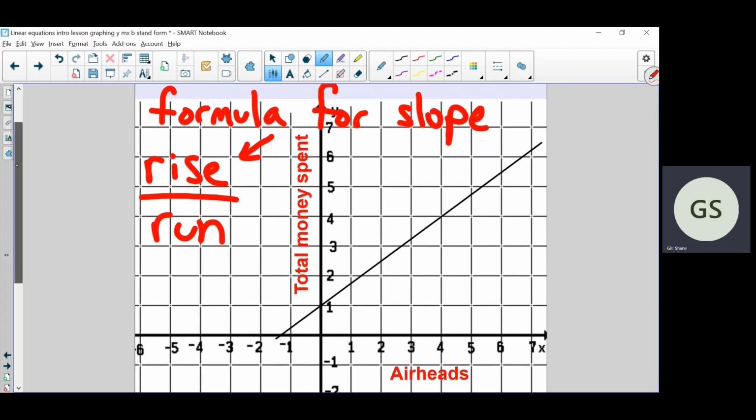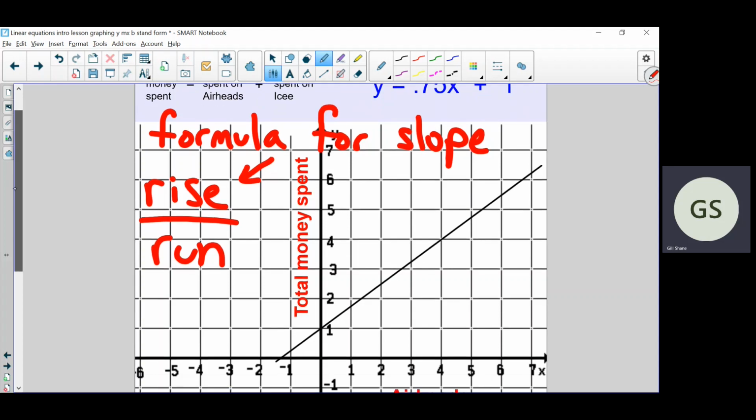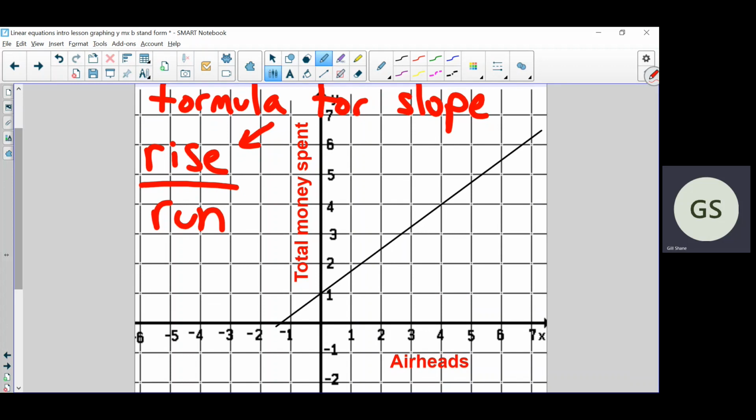So I could go through and plug into that equation the number of airheads, do the math, and come up with the total. But I don't need to. On a test, I might not even give you an equation. I might just give you the graph. No word problem, no equation. I might just give you the graph. You need to understand this line is the answer. It's actually all the possible answers, but if I give you a specific scenario, the answer is on that line.